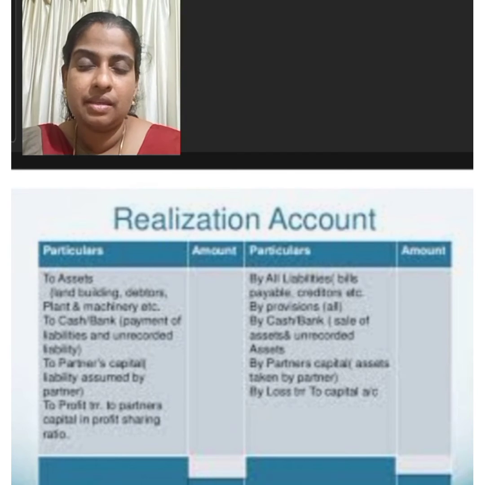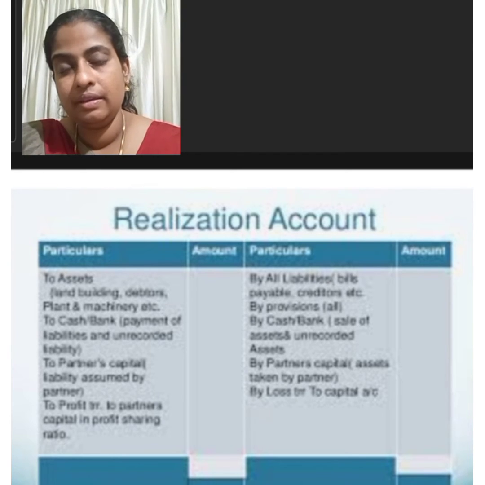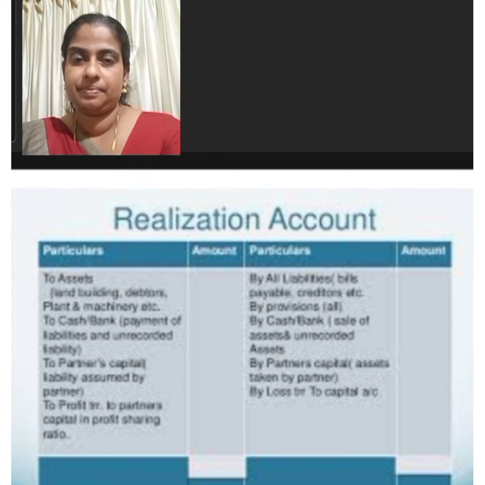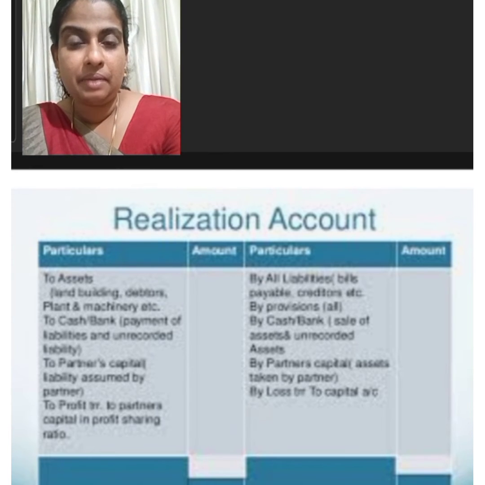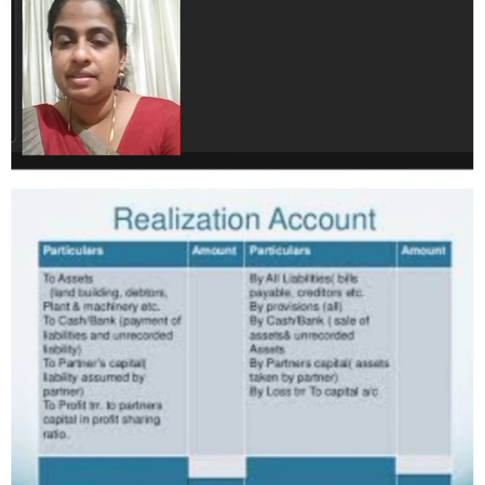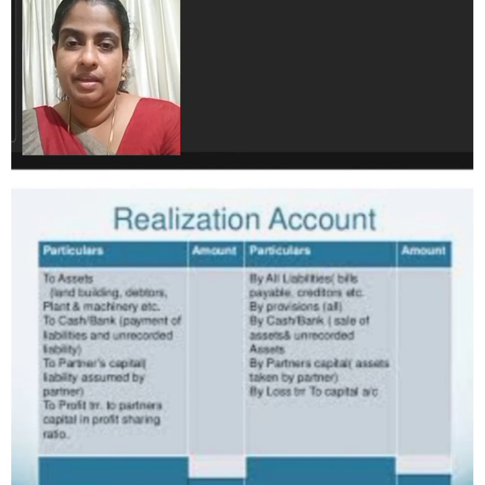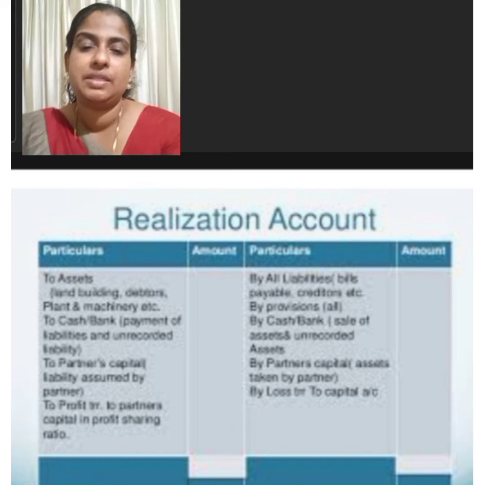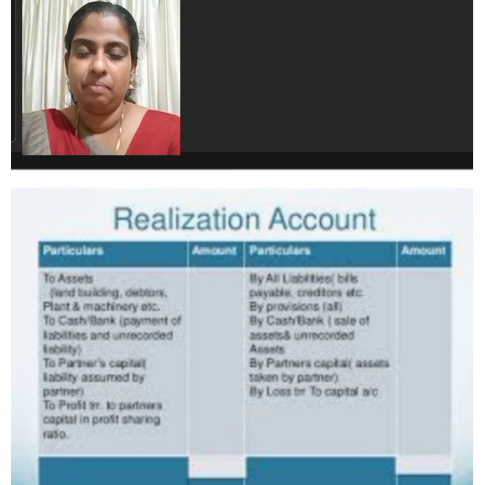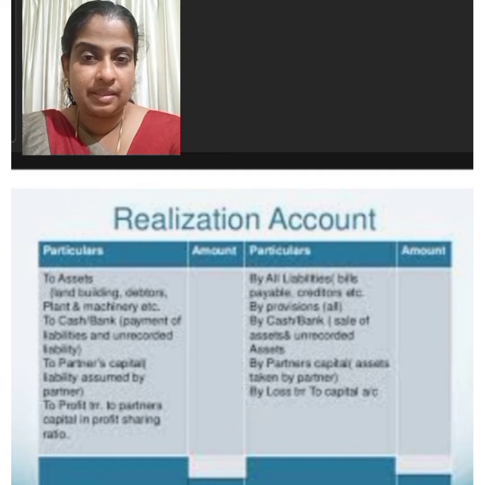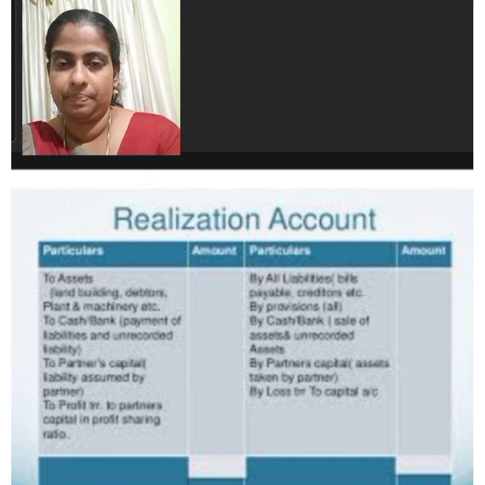The next head is recording the realization expenses. Sometimes the company makes the payment of realization expenses. In that time, we have to pass the following journal entry. That is realization account debtor to cash account, being realization expenses met by the company.